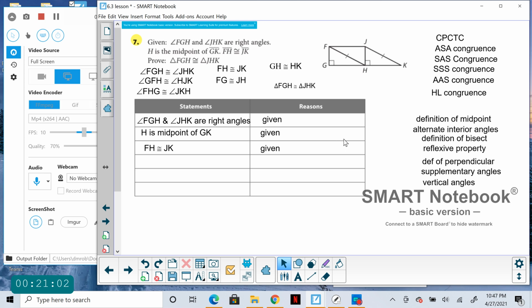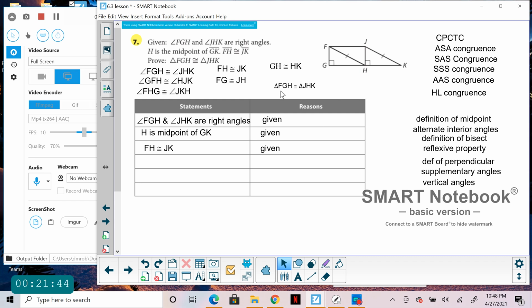Next proof. Given angle FGH and JHK are both right angles, and H is the midpoint of GK, and FH is congruent to JK. This is all given information. We want to prove FGH congruent to JHK, the triangles. Okay, well, FH and JK are congruent. That's the hypotenuse. So we need to get one of the pairs of legs, or we need to get two pairs of legs, or another angle.